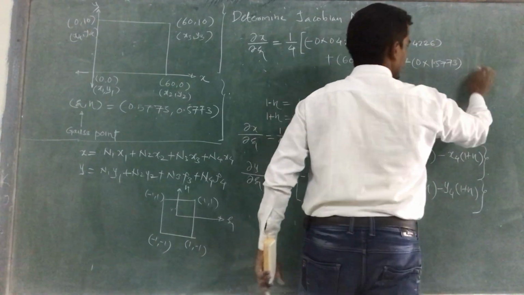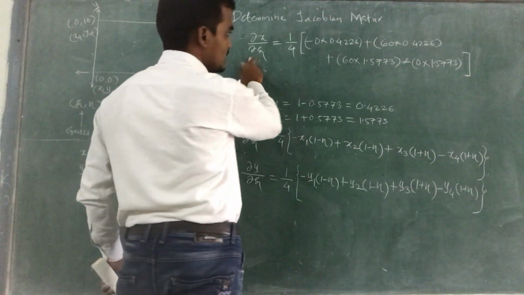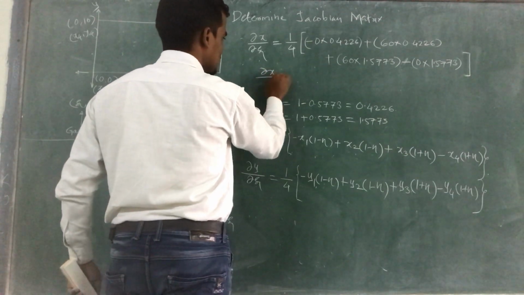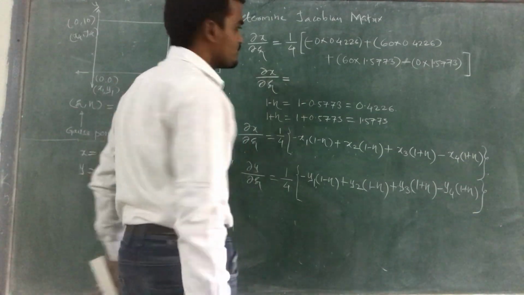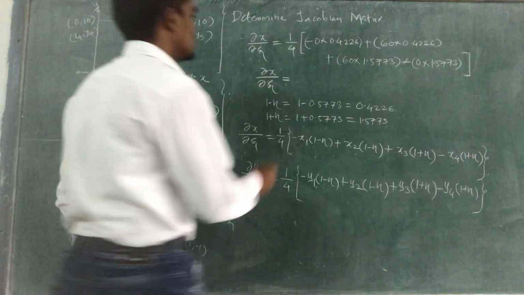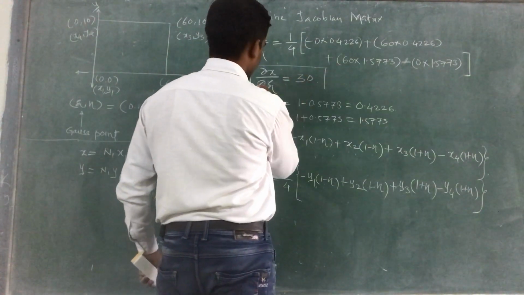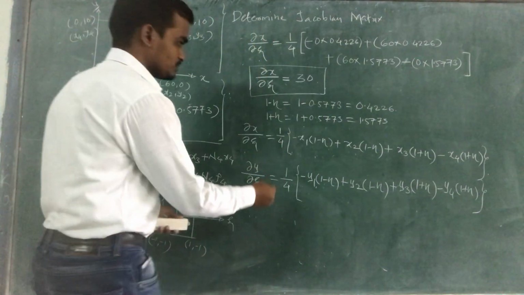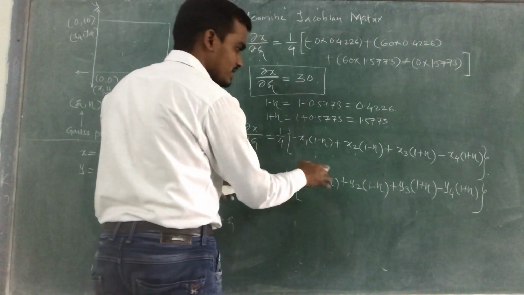So in this way you can calculate this dou x by dou zeta. Okay, so if you calculate this value, you will get dou x by dou zeta is equal to 30. Okay, so similarly here, first we need to simplify this, or you can directly put the values here.